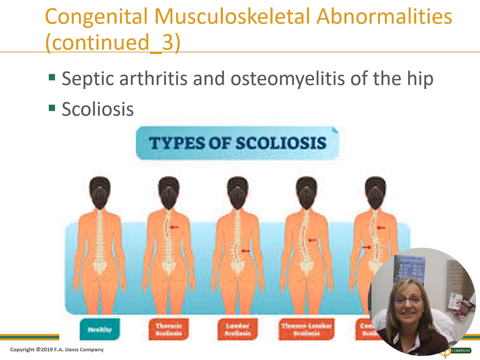Septic arthritis and osteomyelitis of the hip is most often caused by Staph aureus. Group A strep and strep pneumo can also cause it. And group B strep and gram negatives are often causes of osteomyelitis in the neonatal period.